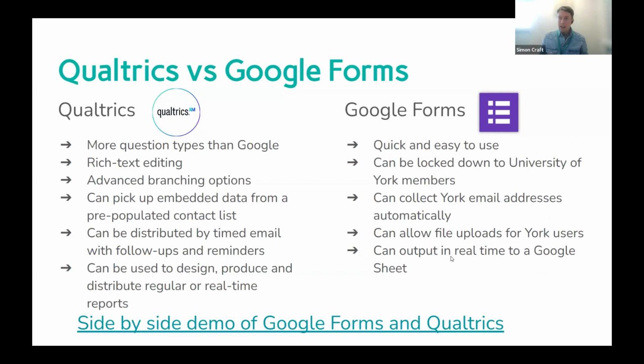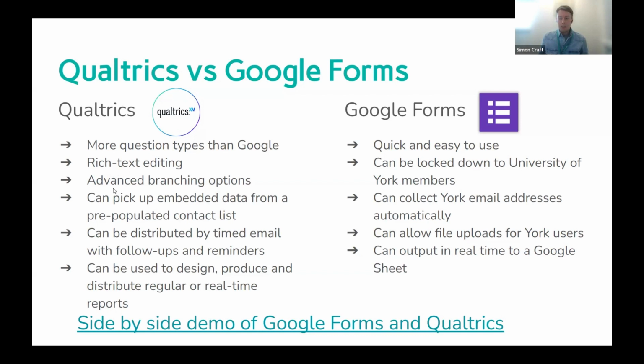Basically, I would say Google Forms can probably do the job 80% of the time. Probably easier to use, easier to pick up, but Qualtrics does have a bit more depth and functionality. So if you reach a point where you think Google Forms isn't going to do the job, that's when I would consider Qualtrics. So it has more question types than Google Forms, and allows rich text editing, which we'll demo a little bit when we get started.